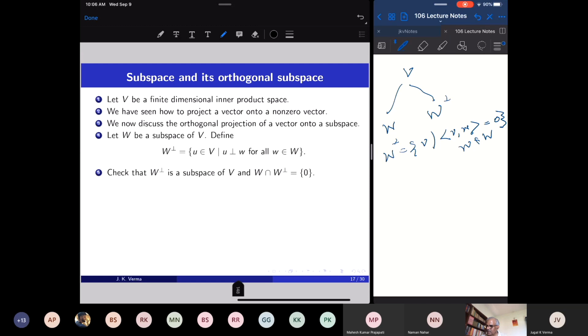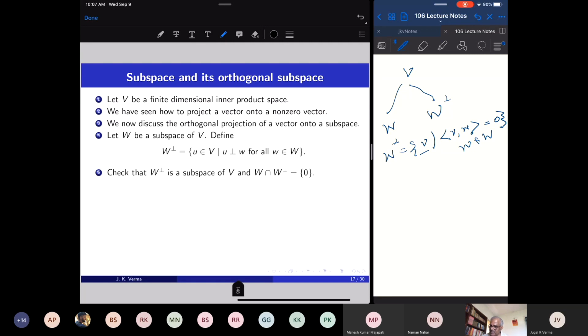Okay, so if I take two vectors which are perpendicular to every vector in W, then their linear combination will also be perpendicular, because the inner product is bilinear. So W perp is going to be a subspace, because if I add two vectors which are perpendicular to every vector in W, their sum is also perpendicular. Similarly, a scalar multiple of a vector which is perpendicular to W will also be perpendicular to W.